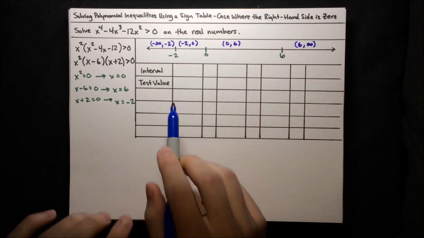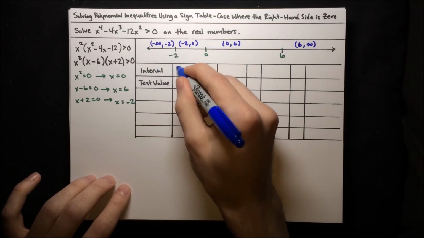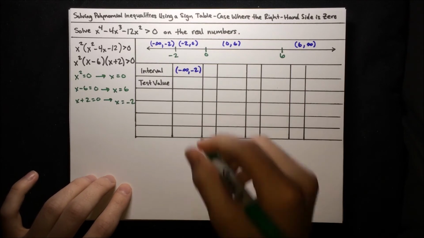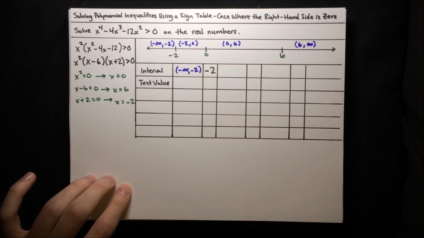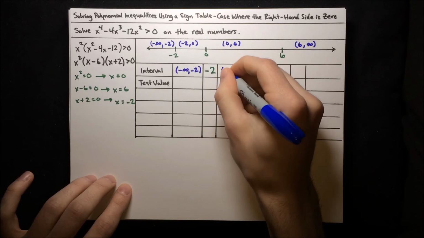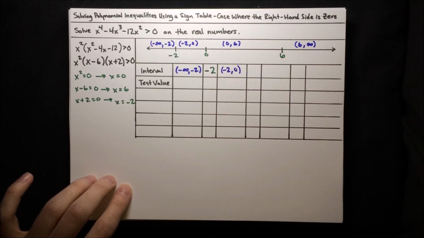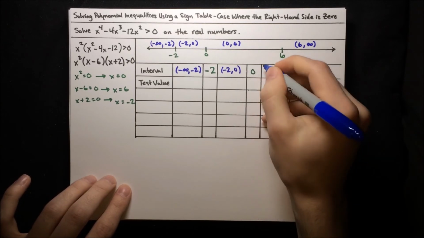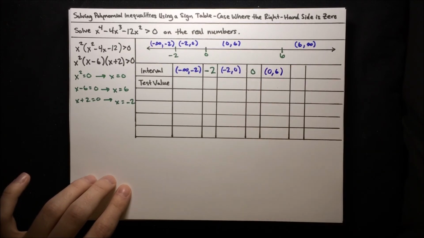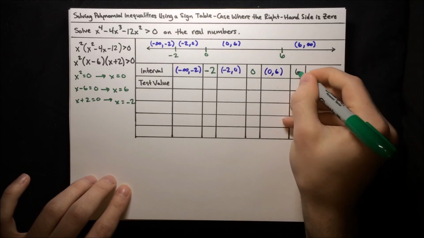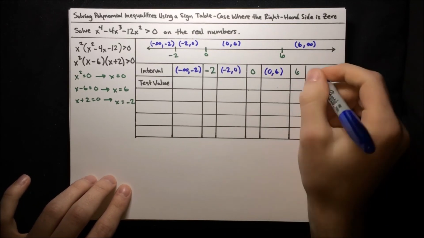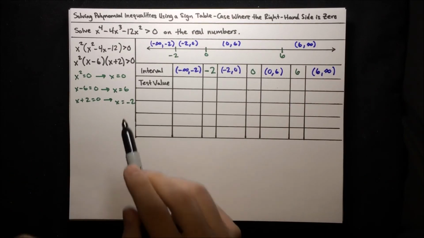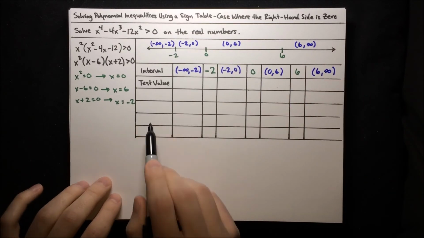Now let's write all this in our sign table. So intervals will be negative infinity to negative 2. Then we'll put the root of negative 2 in the next column, and then interval negative 2 to 0, then root of 0, and then interval 0 to 6, and then root of 6, and then interval of 6 to infinity.